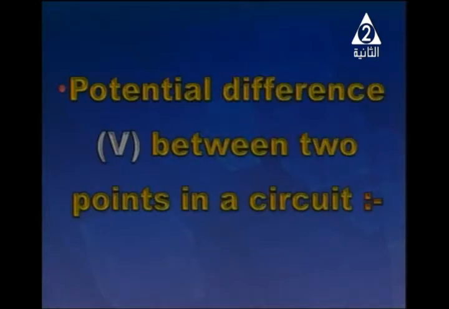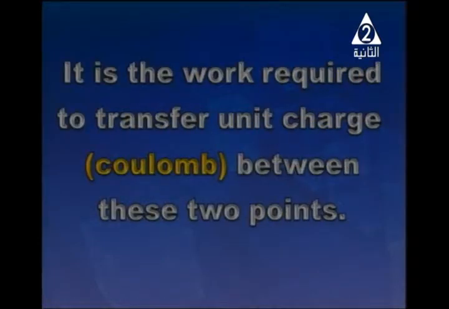And now we want to define something very important: the potential difference between 2 points in a circuit. Potential difference, or voltage, or potential drop, is denoted by capital V. To define it, we want a mathematical expression. So potential difference is equal to W over Q. It is the work required to transfer unit charge between these 2 points.